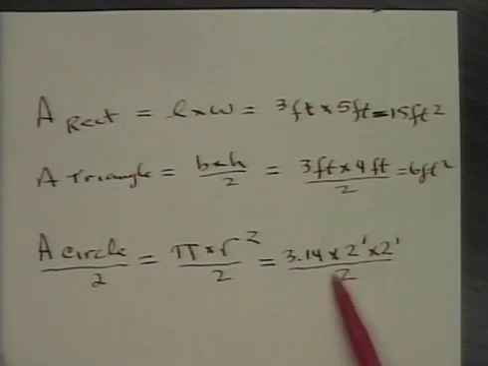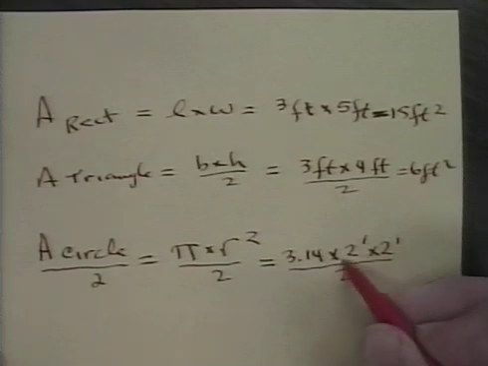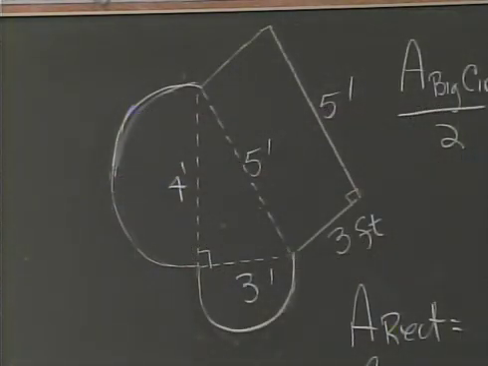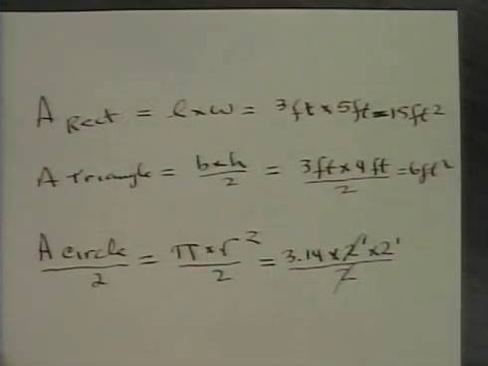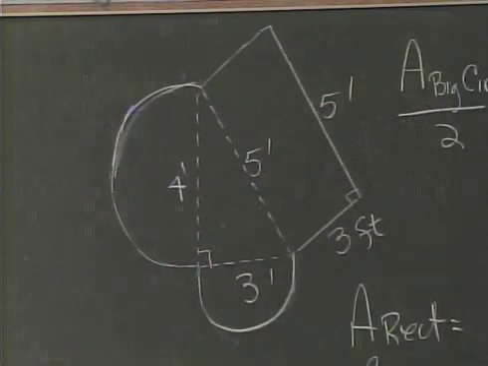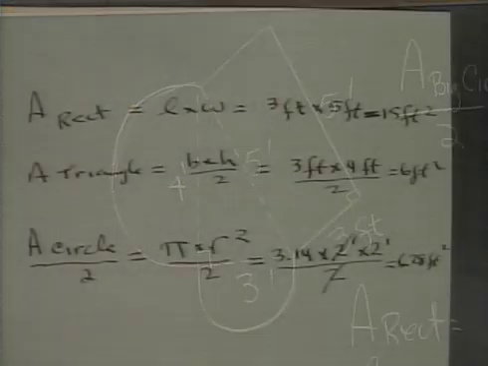Now what can I do with one of those 2's? Cancel it, agreed? So I can cancel right in here. So as we come off there for a moment, now as we look at what I have, that's just 2 times 3.14, which is what? 6.28. So coming off there for a moment, 6.28 feet squared. Okay, coming back.